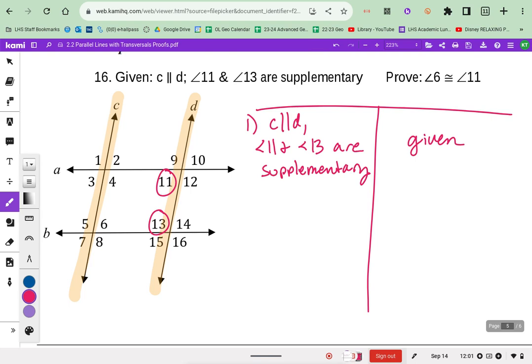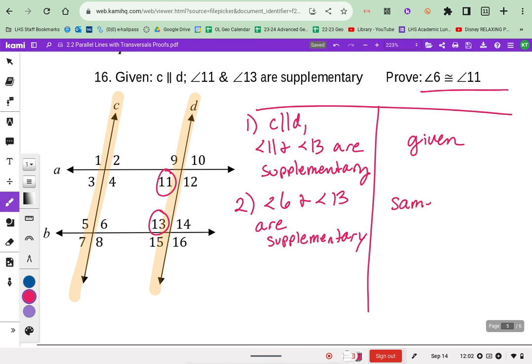All right, so what I'm doing is I'm looking at my proof and thinking, well, hey, angle 11 is already mentioned in my proof, but angle 6 is not. Therefore, I'm looking at angle 6 and trying to find a connection to either 11 or 13. Do you guys see a connection to 11 or 13? Angle 6 and 13 are same side interior. Yep. Angle 6 and angle 13 are supplementary because they are same side interior.